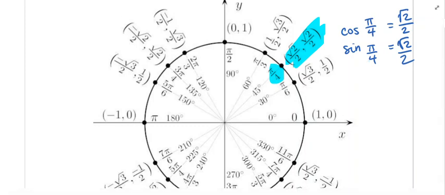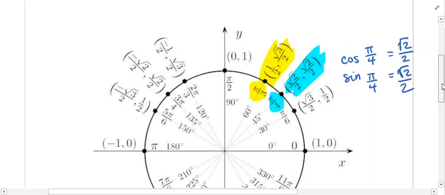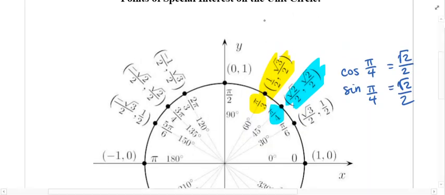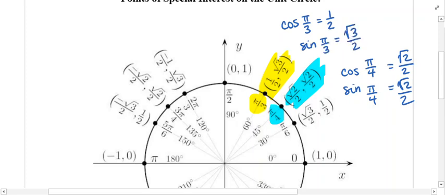I'm also interested in pi over 3 here. So here's its ordered pair. If we look at this, the cosine of pi over 3 is going to be 1/2, the x-coordinate, and the sine of pi over 3 is going to be square root of 3 over 2. So we just need to plug and chug these values. Okay, so here we go.